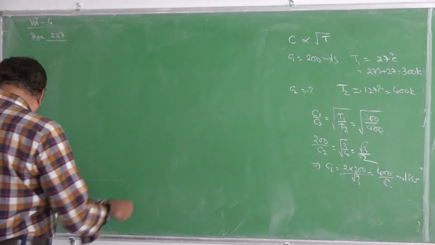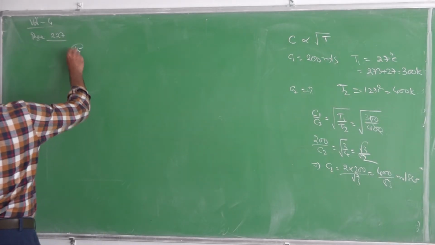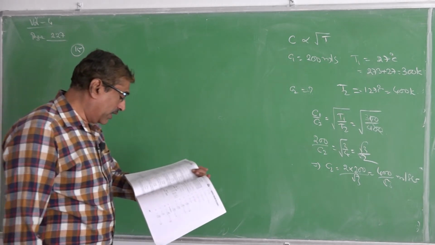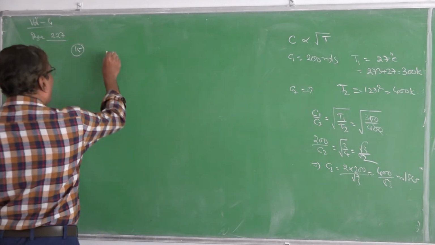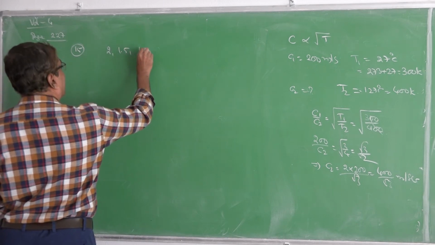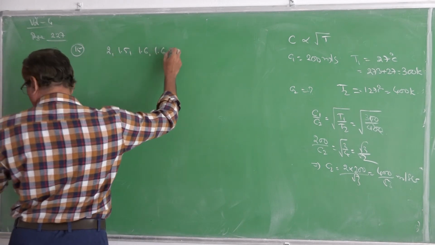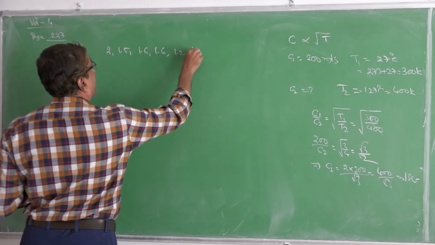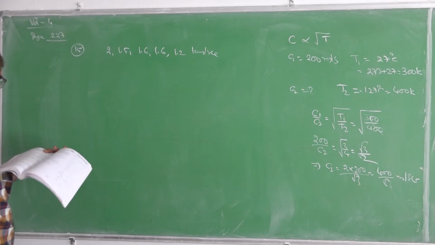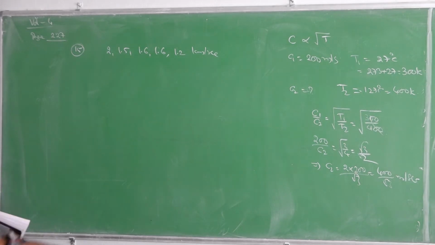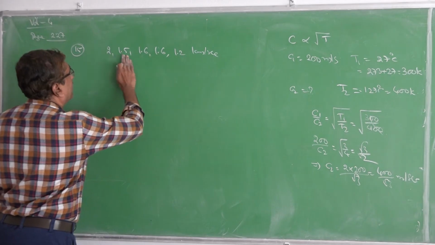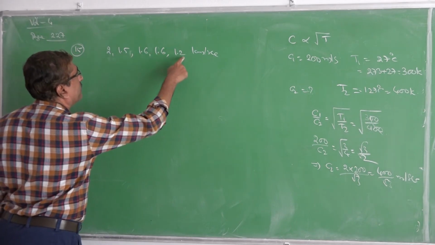Now the 15th one, the respective speeds of 5 molecules are 2, 1.5, 1.6, 1.6, 1.2 kilometer per second. Then the most probable speed is, okay. So out of given 5 molecules, the velocities are 2, 1.5, 1.6, 1.6, 1.2.